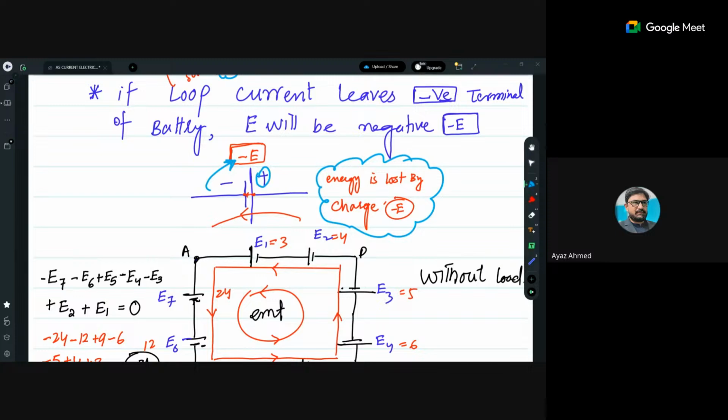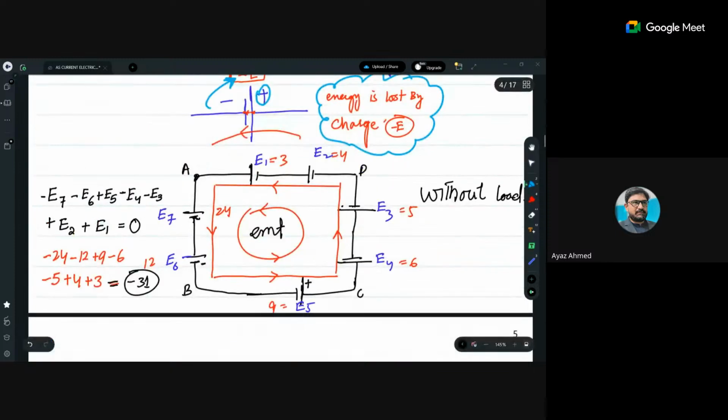Okay, the next rule, I will talk about this with another example. Here there are several batteries. If you see, there are several sources of EMF in this loop, and they are E1, E2, E3, and so on.